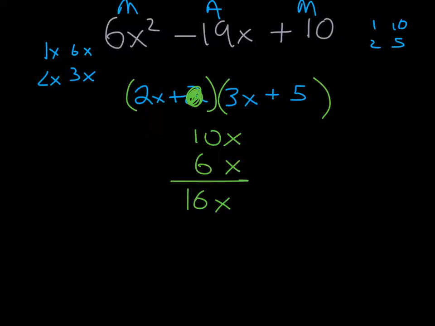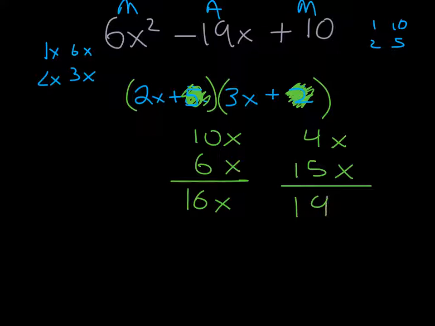We're going to switch their spots. So now it's going to be 2x plus 5 and 3x plus 2. Okay, let's try that now. The outside's 2x times 2 is 4x. And the inside, 5 times 3x would be 15x. And that gives me a total of 19x.